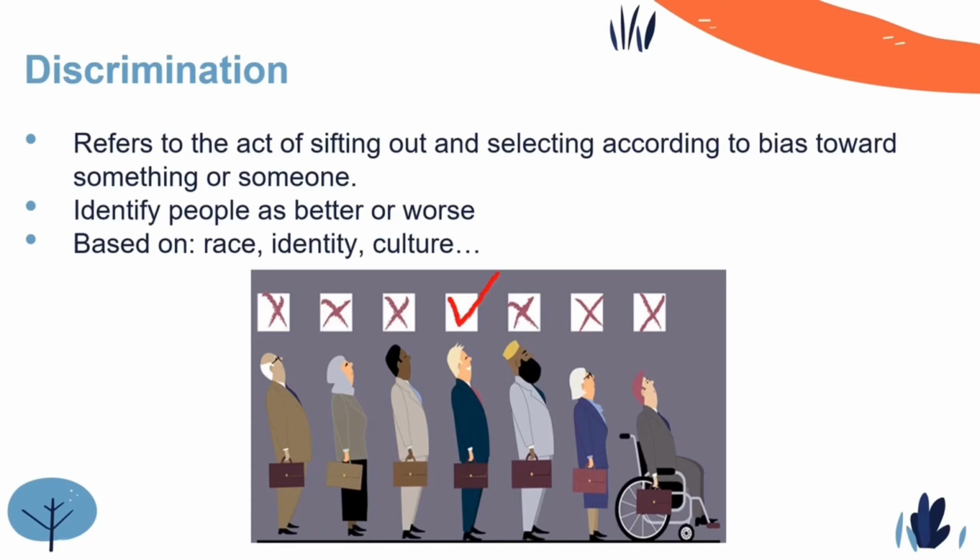Most of the time, people use this term to discriminate against others in order to identify other people as better or worse based on their races, identities, or their cultures. And in this example, it shows that discrimination acts against races, skin colors, and cultures. Hence, we have to understand the concept of discrimination, and we must avoid acting upon it.